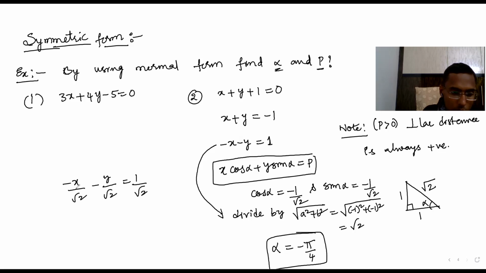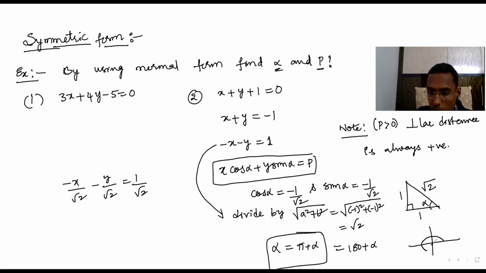Like this, x into cos of -π/4. Oh, sorry, third quadrant. Just to tell you the shortcut, I missed one point here. Third quadrant means, not this. That's why I have to tell you trigonometry, pi plus alpha or 180 plus alpha. Third quadrant means 180 plus alpha. Understand this. This is 180.